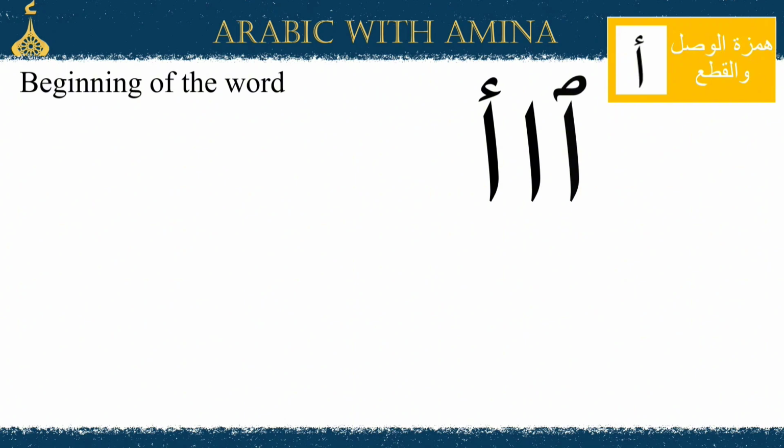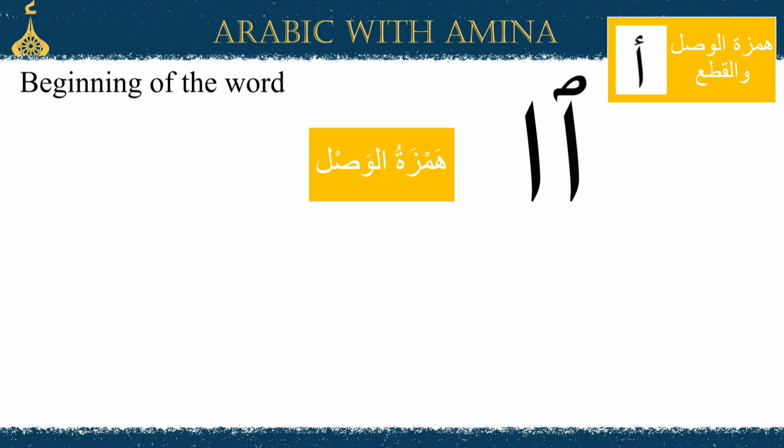Sometimes you'll even find this weird shape on top. So Hamzat al-Waṣl can look like any of these forms. Hamzat al-Waṣl is known as the connecting Hamza because Arabic words can't begin with a sukun. The first letter of a word can't have a sukun on it.